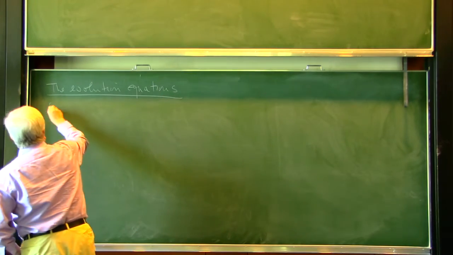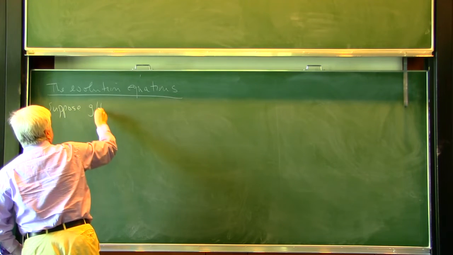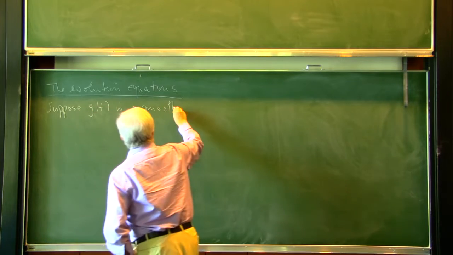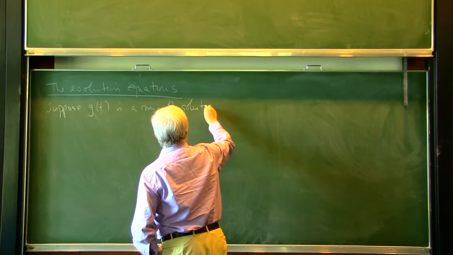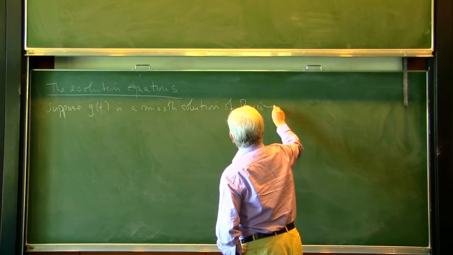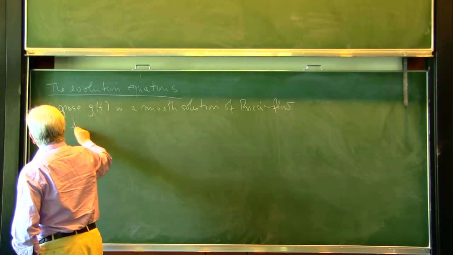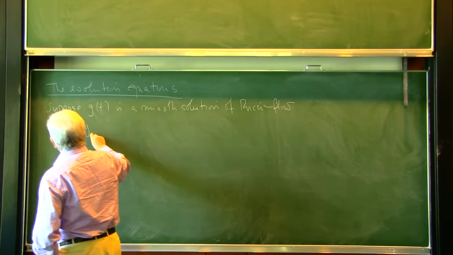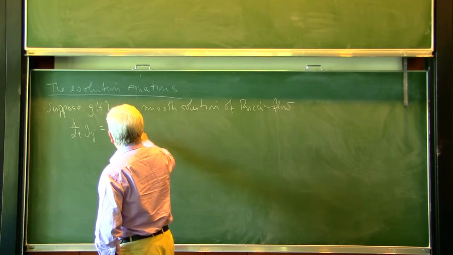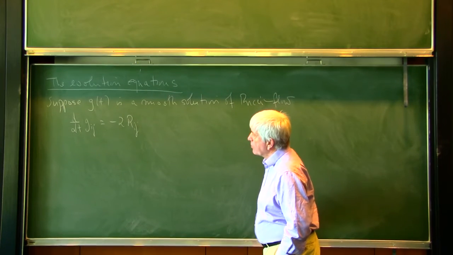And suppose g of t is a smooth solution of Ricci flow. So we have d/dt of g_ij equals minus 2 R_ij on some time interval and on some smooth Riemannian manifold.